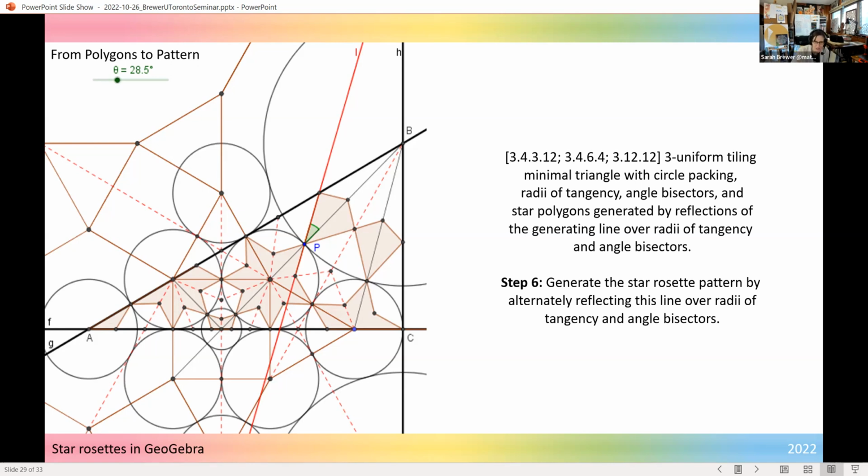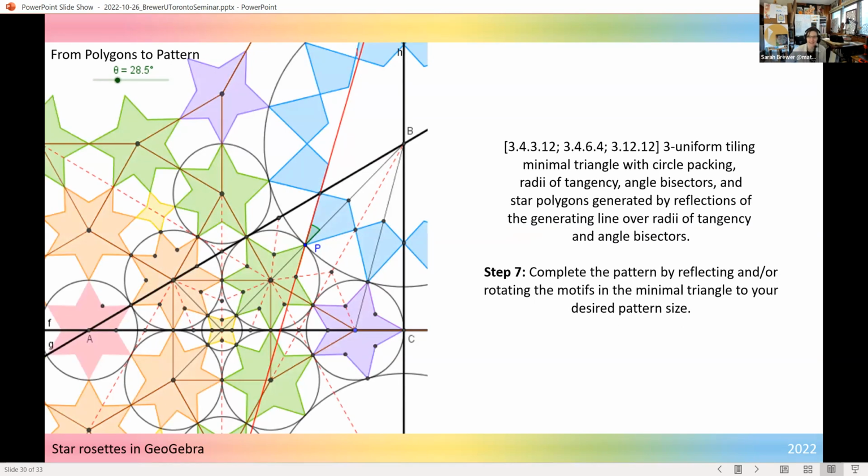All right, so then once you have your minimal triangle, you reflect and rotate and generate the pattern however much you want. And I'll pull up a bunch of examples and you can see how these guys work. It's obviously a lot cooler when you can see the angles change too.